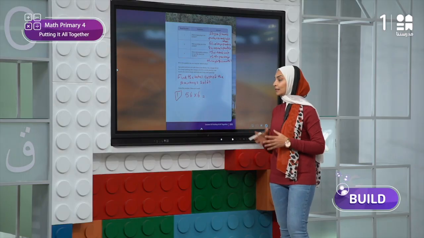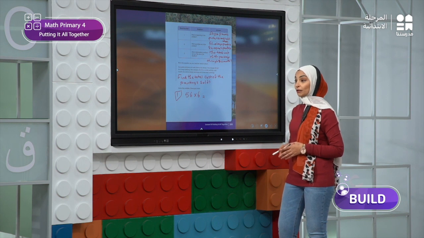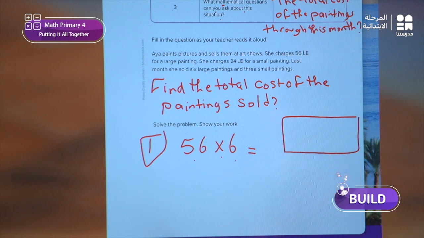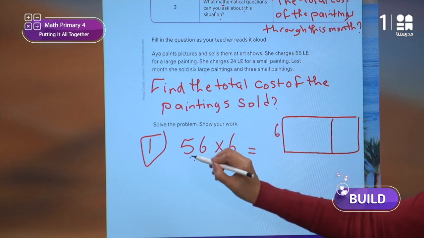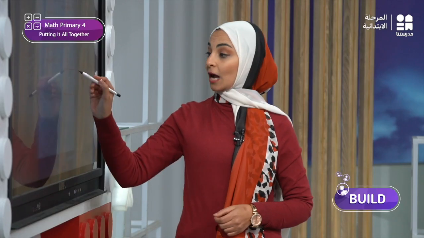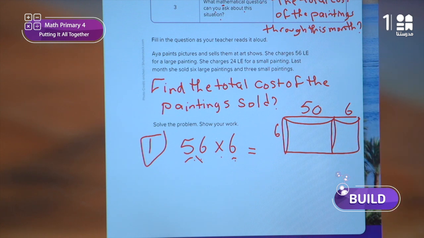I see that it's a very big number. We can do it by the area model. Let's see how I used to do the area model. I would draw a rectangle, divide it into two parts, and the width is 6. I'll put 6 here. 56 I will decompose into 50 and 6. So this is 50 plus 6. Then I will make 50 times 6, then 6 times 6, and I will add these two numbers.